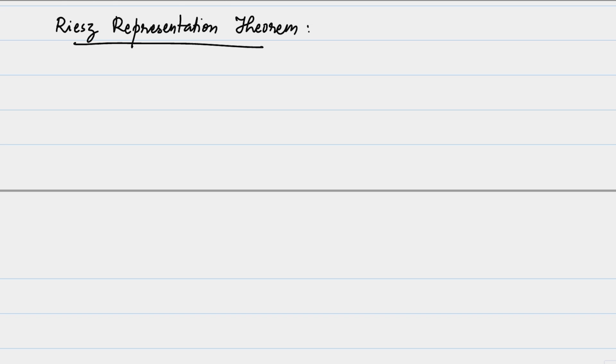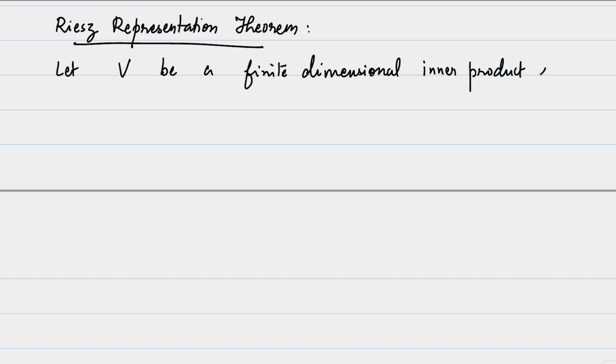So the Riesz representation theorem says that in a finite dimensional inner product space V, every linear functional can be realized as the inner product with a fixed vector. So let me write it down. Let V be a finite dimensional inner product space over the field of scalars F.